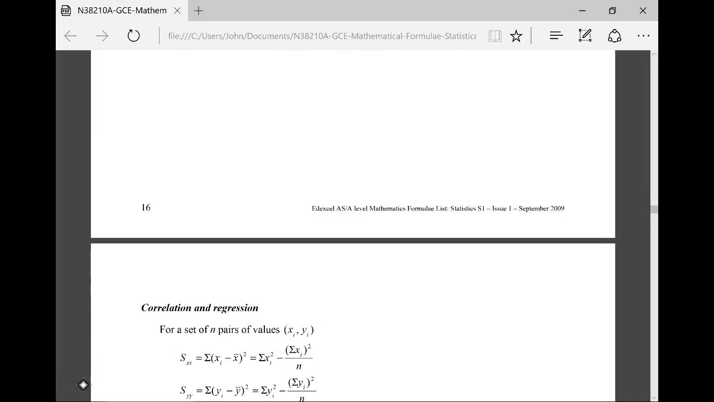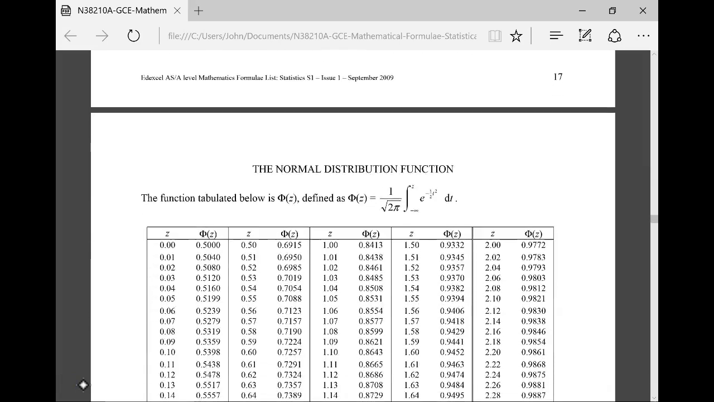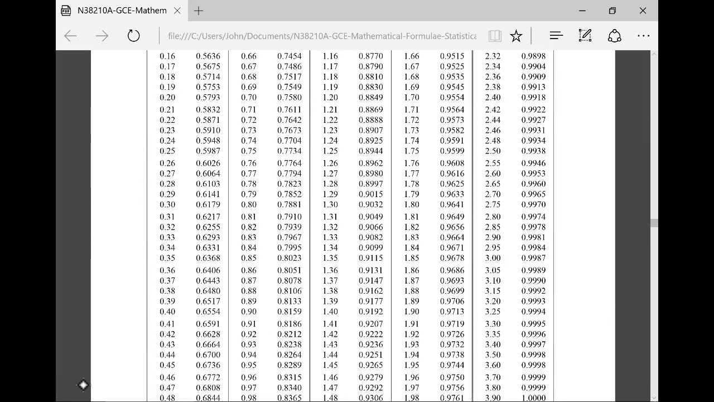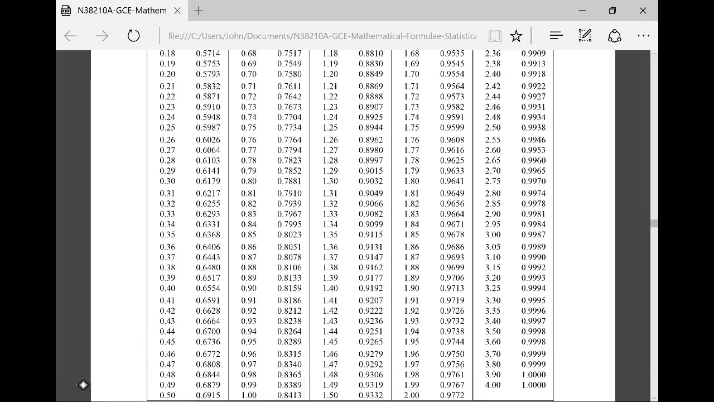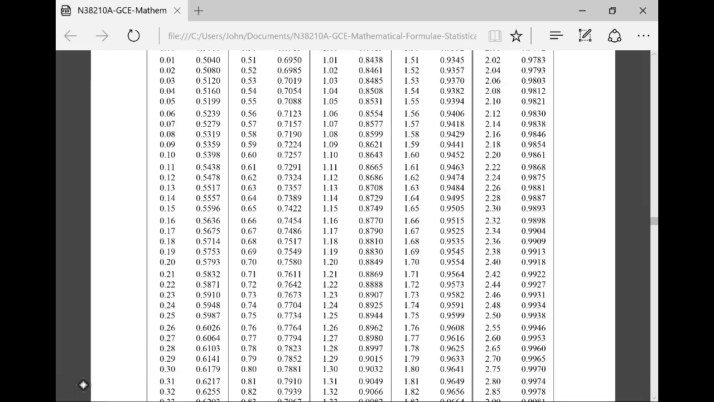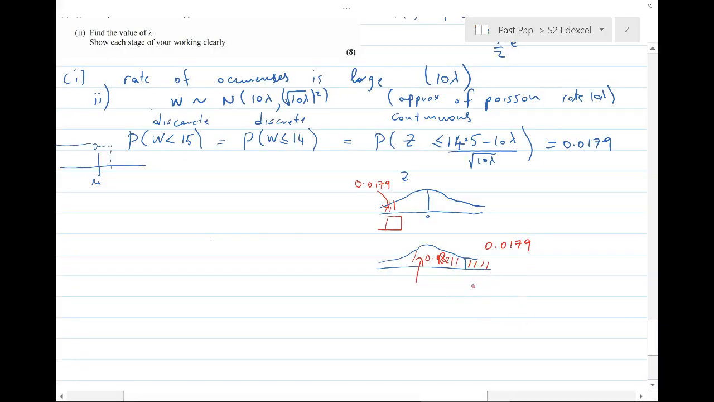The normal distribution is in S1, so we look for that. 0.9821. Here we go. So we're looking, the Z number is 2.1. That means this number here is 2.1, but we wanted this here, which is minus 2.1. So now we can say that this is equal to minus 2.1.